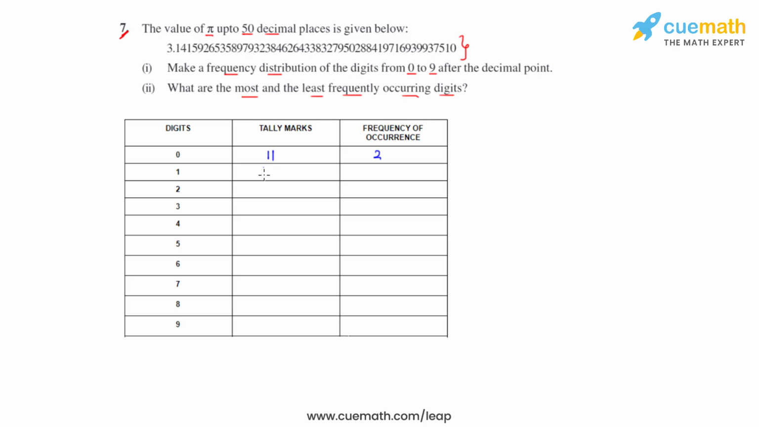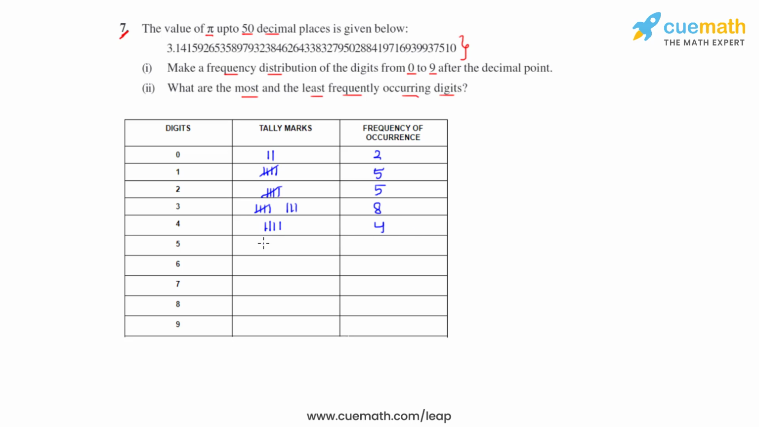1 is occurring 5 times and its frequency is 5. 2 is occurring 5 times again, so the frequency for it will be 5. For 3, it's 8, so the frequency will be written as 8. For 4, the frequency is 4. So we write the tally marks and the frequency as 4.